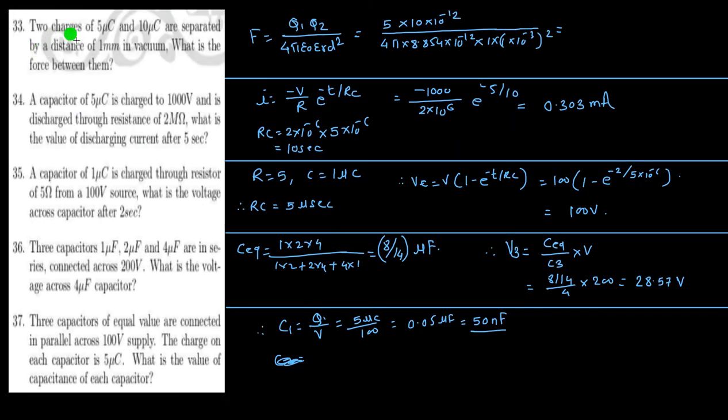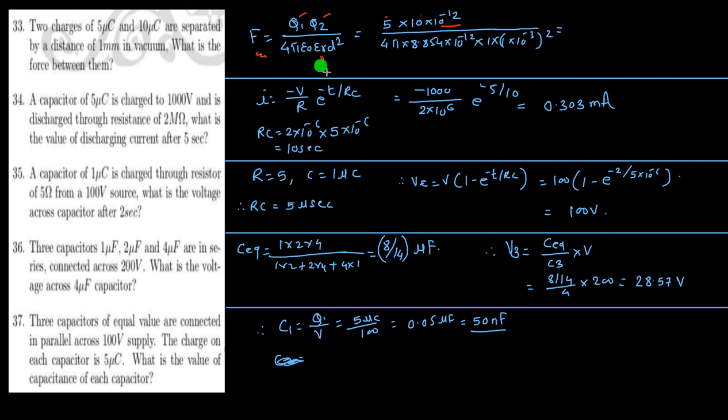The next question: charges of 5 microcoulomb and 10 microcoulomb are separated by a distance of 1 mm in vacuum. What is the force between them? So Q1 and Q2 are 5 and 10. So 10 raised to minus 6 and 10 raised to minus 6 will give you 10 raised to minus 12. And 4 pi epsilon 0 epsilon r d squared.